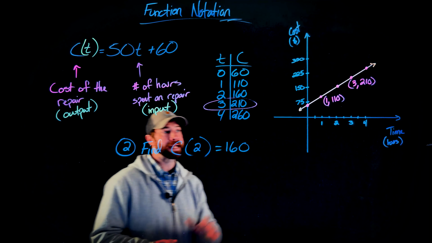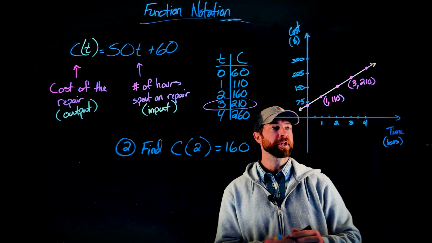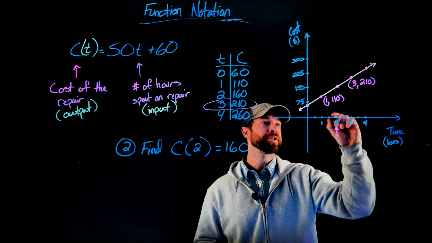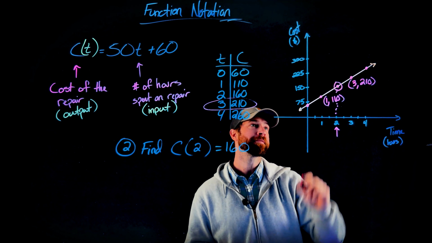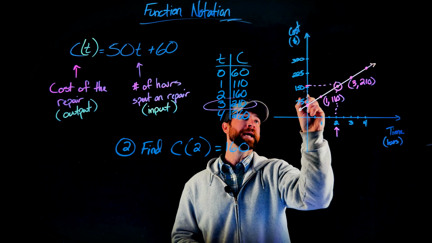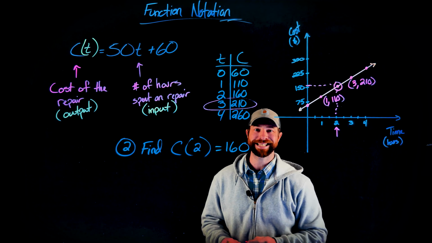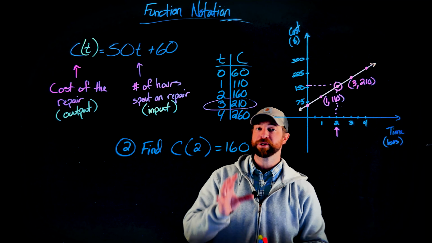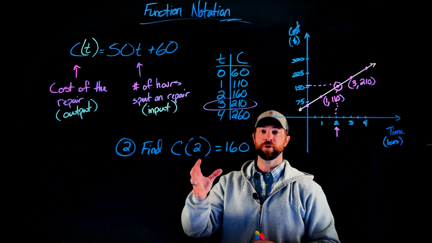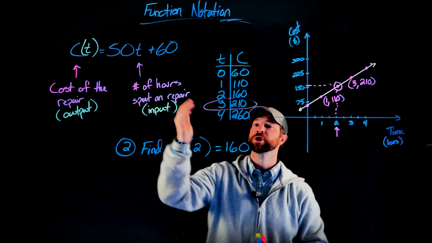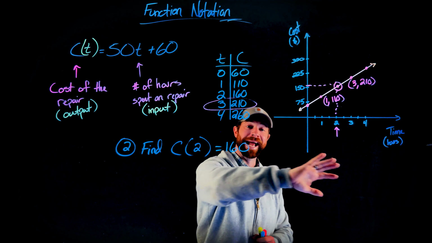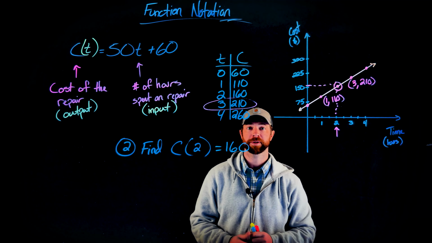Another way I could do that is graphically. Graphically, I could go to a t value of 2 here, find out where this value intersects my graph, and find out that this outputs a value of 160. It's really important to understand the link between all of these versions: the function notation, the original equation definition, the table of values, and the graphical representation of functions.